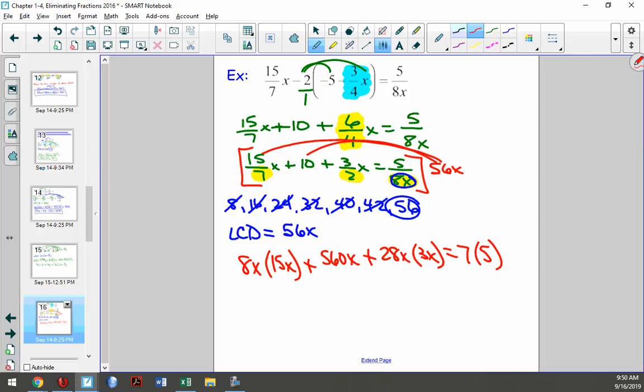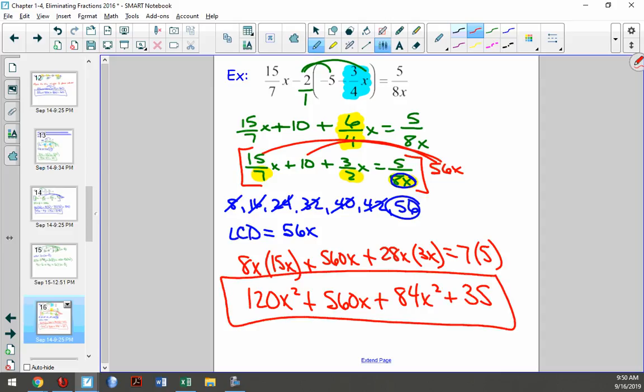So 8x times 15 is going to give me 120x squared plus 560x plus 28 times 3 is going to give you an 84x squared plus a 35. That's as hard as they get, guys.